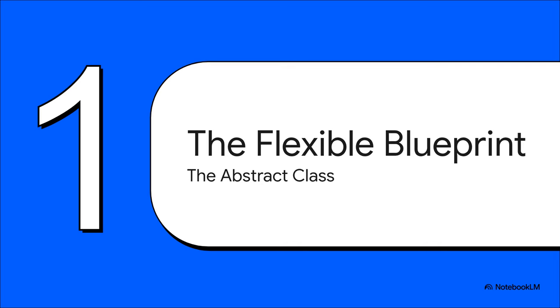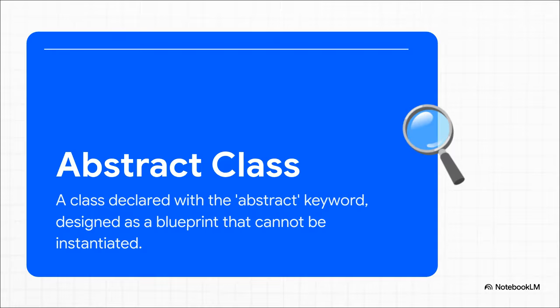Okay, first up, let's talk about the abstract class. The best way to think about this is like a flexible blueprint for a house. It's got some of the walls built, maybe the foundation is poured, but other parts are left intentionally blank for you to finish. Now, here's the number one rule you have to remember. You cannot create an object directly from an abstract class. You can't just say new Shape. Why? Well, because it's not a finished thing. It's just a template, a starting point for other, more specific classes.